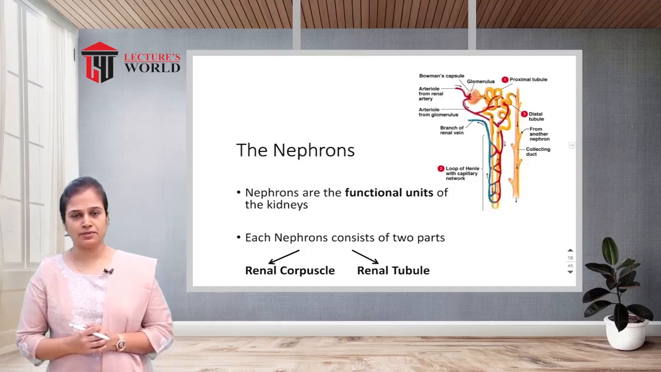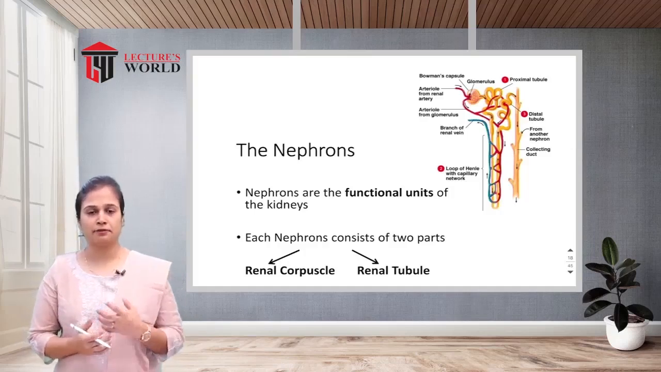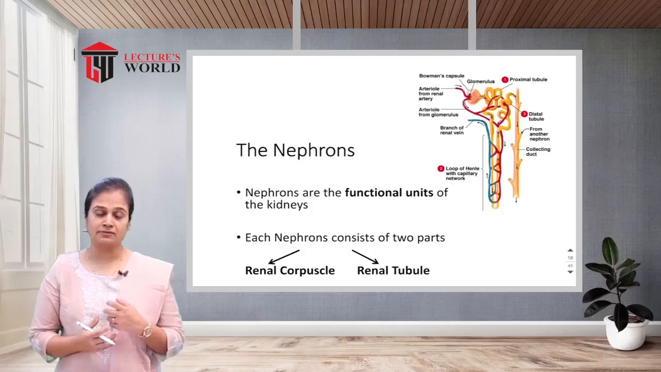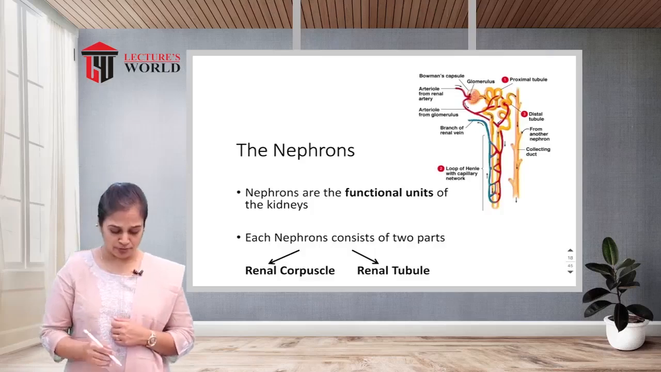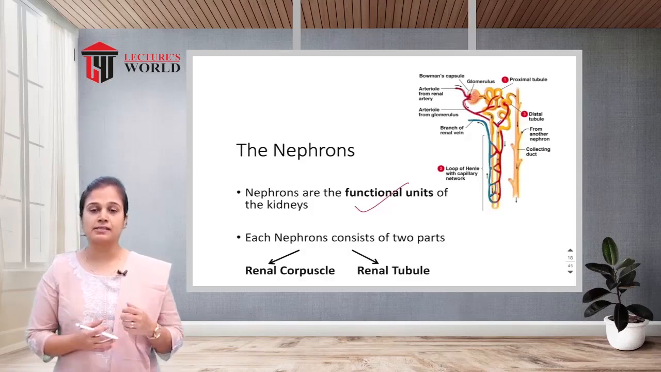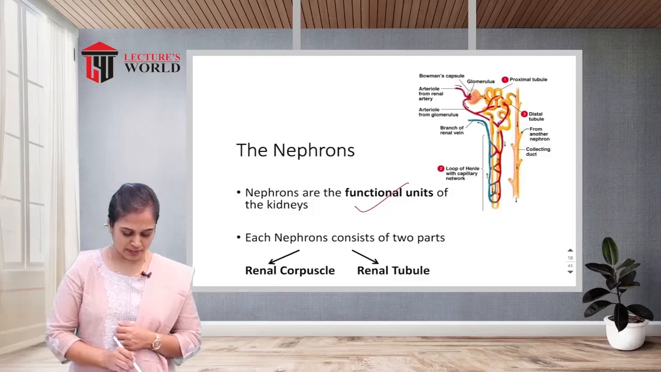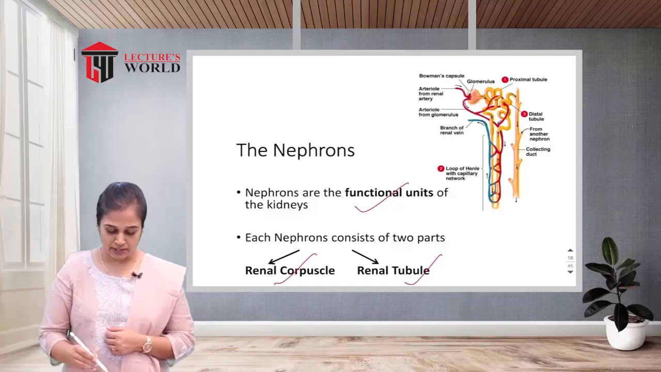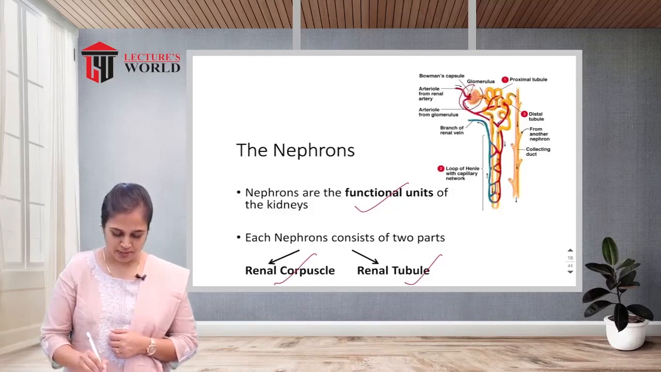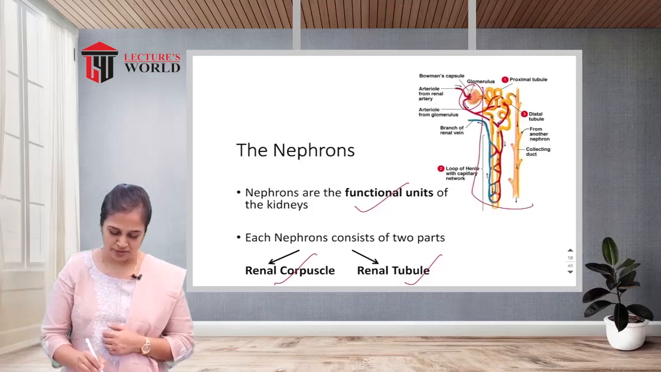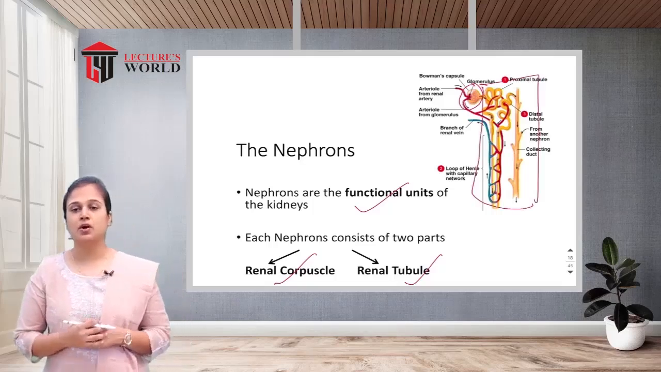Moving on to the nephrons. As we discussed, the nephrons are the functional units of the kidney, and they are about 1 million in number and very microscopic. Each nephron consists of two parts. First is the renal corpuscle and the second is the renal tubule. As you can see in the image, this portion is called the renal corpuscle, and this tube-like structure is called the renal tubule.